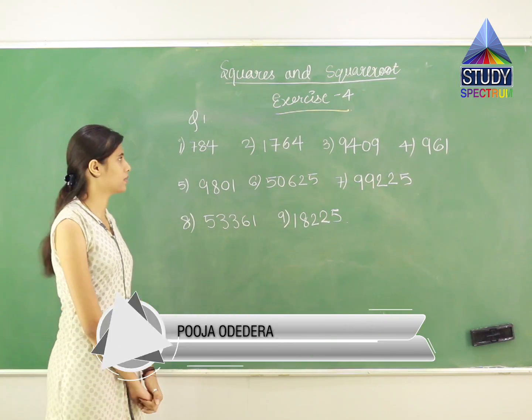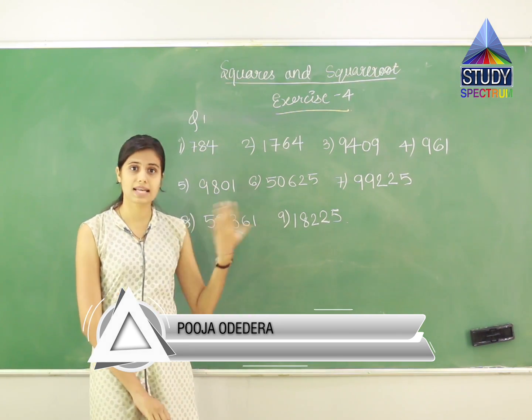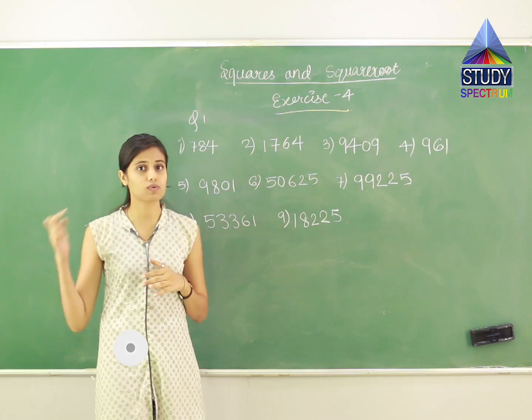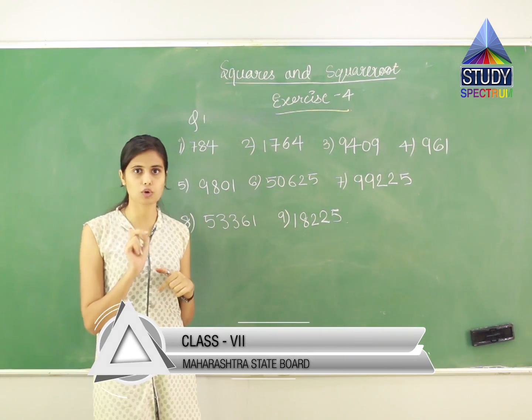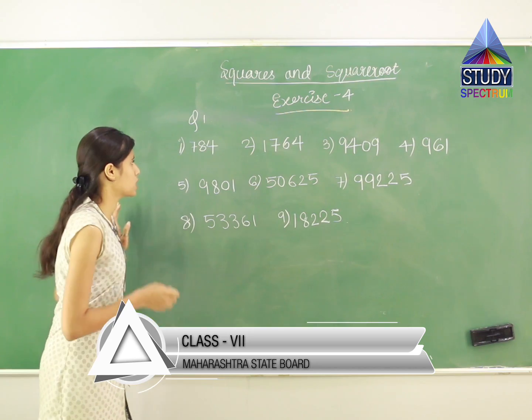4th exercise of this chapter. In this exercise, what you have to do is form a group of 2. As I have told you, it should be formed from the end, like we were doing in previous questions. While in the division method we were forming the groups, here we just have to form a pair of 2. So let us start.